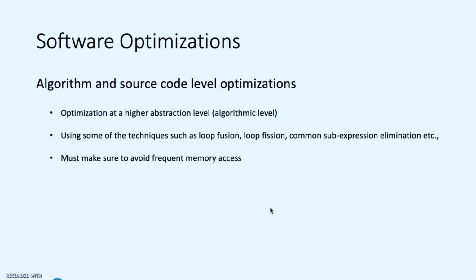And then one of the major things to make sure of is that you avoid frequent memory access. If you keep accessing the memory frequently, it means you're consuming a lot of power, so the device gets dead in a few minutes. Another technique is to convert the code optimization problem into an integer linear programming problem, and then you can solve it by using existing integer linear programming solvers.